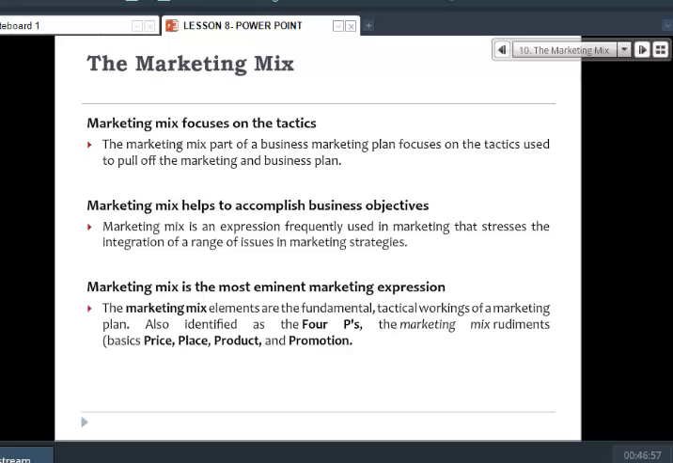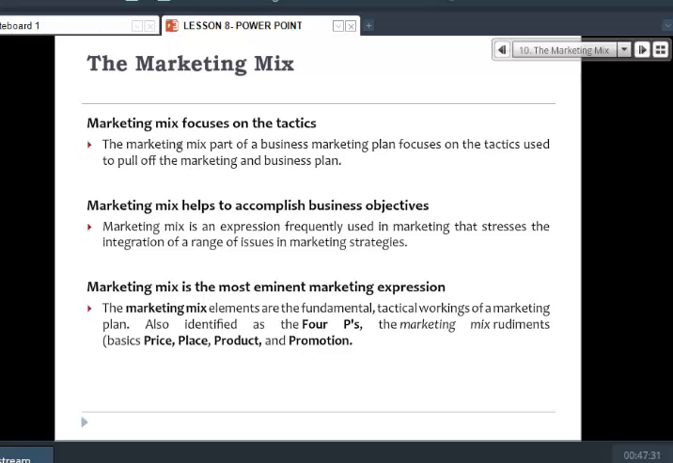So the marketing mix focuses on the tactics. What is the marketing mix? It is a part of the business plan. Focus on the tactics used to pull off the marketing and business plan. The marketing mix helps to accomplish the business objectives. The marketing mix is an expression frequently used in marketing that stresses the integration of the range of issues in the marketing strategies. The marketing mix is the most eminent marketing expression.